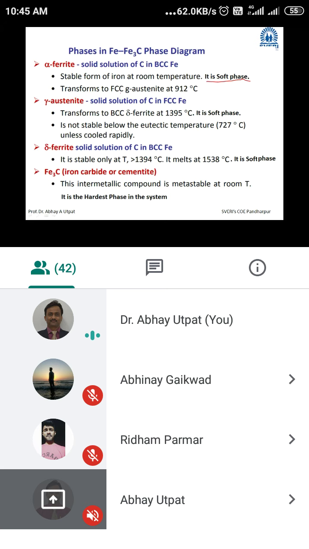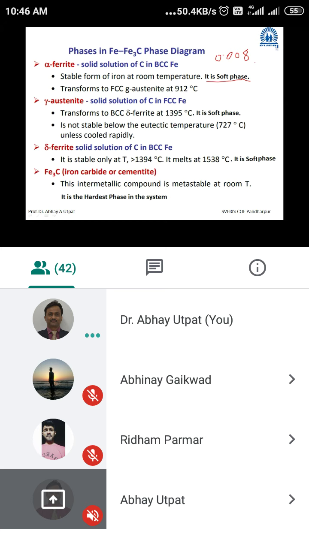Now, what is the meaning of the word ferrite? The word ferrite comes from ferrum, which is pure iron. See the percentage of carbon: 0.008 to 0.025. Very less percentage of carbon. It is almost pure iron. That's why it is called ferrite.